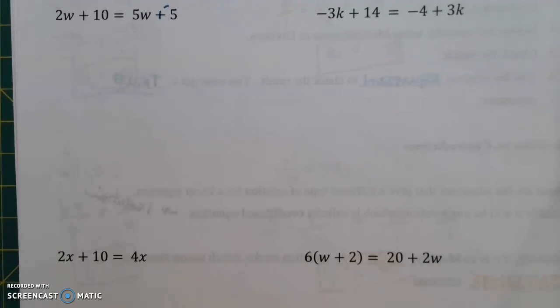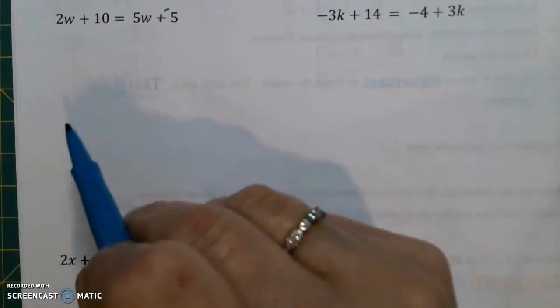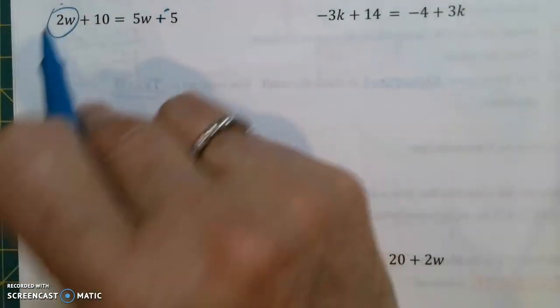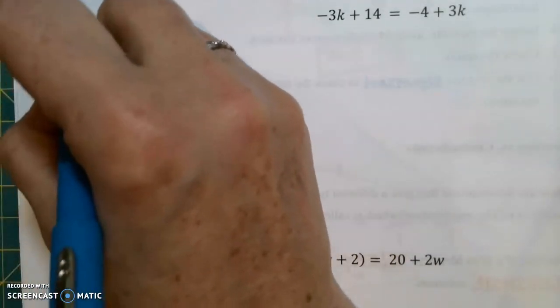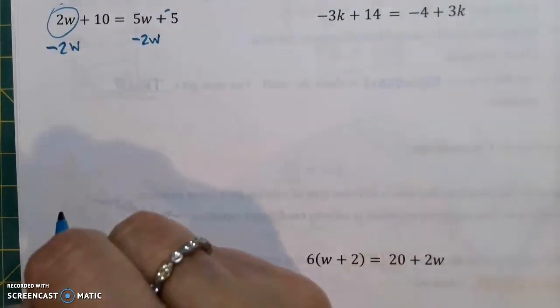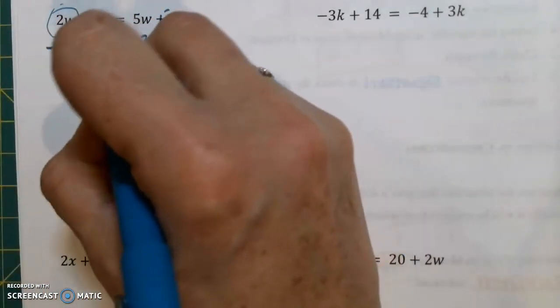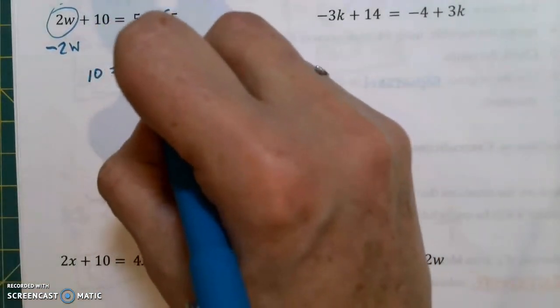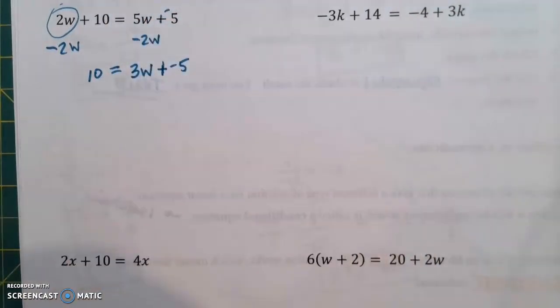You can choose either side. There is no wrong answer here. So if I want to move my variables to the right, that means I've got to move the 2w. Since it's been added, I'm going to subtract 2w from both sides. So when I do some simplifying there, I'll get 10 on the left, 3w plus negative 5 on the right.